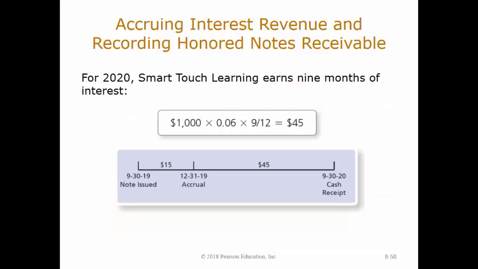How much interest revenue does Smart Touch Learning earn in 2018 for January 1 through September 30th? Smart Touch Learning earns 9 months of interest, which is $1,000 times 6% times 9 divided by 12, equal to $45. On the maturity date of the note, Smart Touch Learning will receive cash for the principal amount plus interest. The company considers the note honored and records the journal entry.